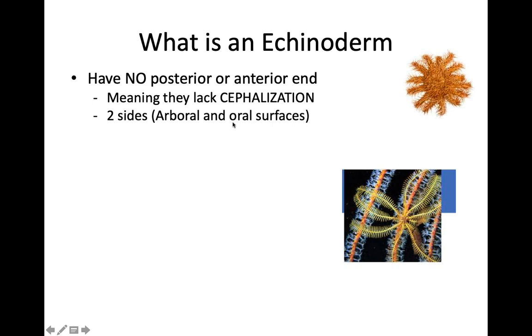Now the oral surface, well, oral just means mouth. So basically that's the surface that has the mouth on it, okay? And for a lot, if not all echinoderms, that is the surface that tends to be in contact with the ground that they are crawling on. Okay, so their mouths tend to point downwards, in the same direction that the ocean floor is.